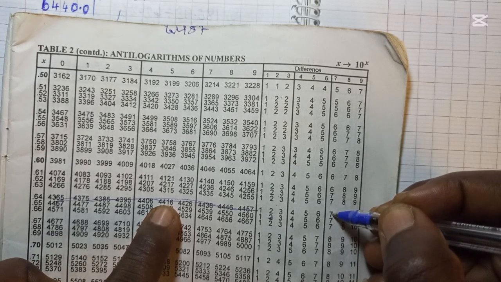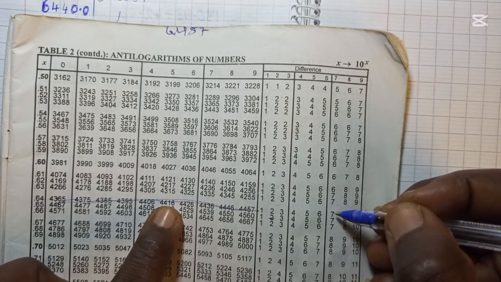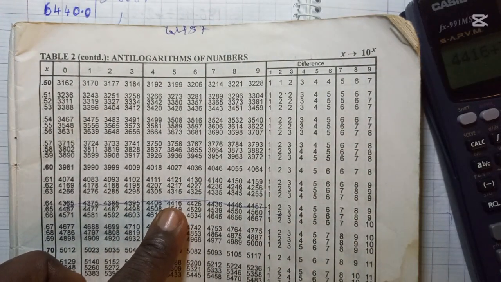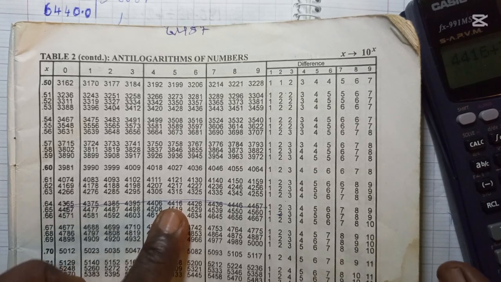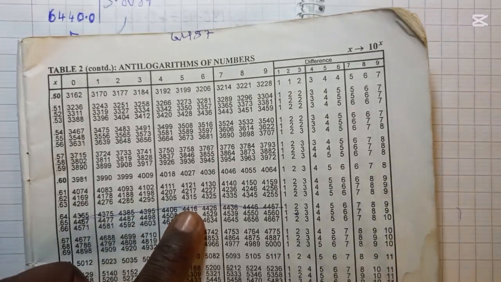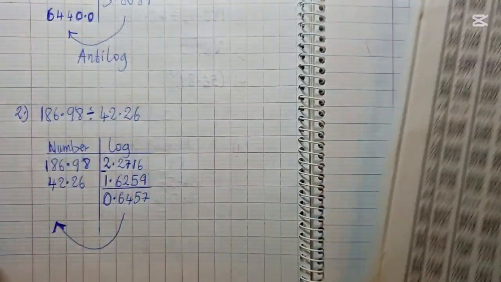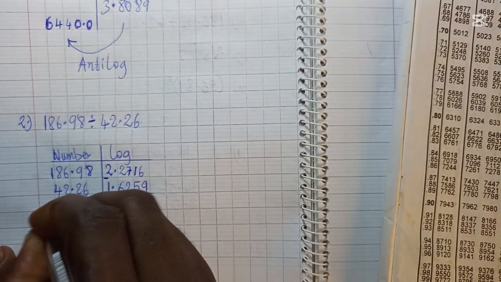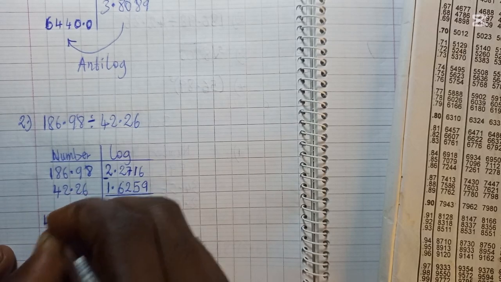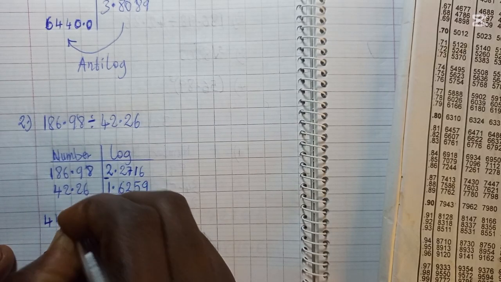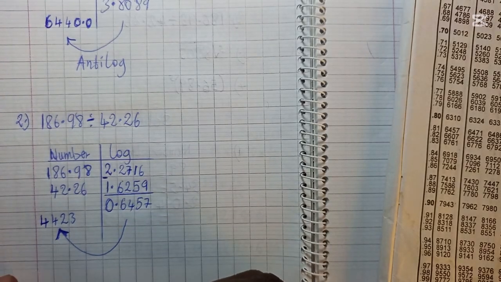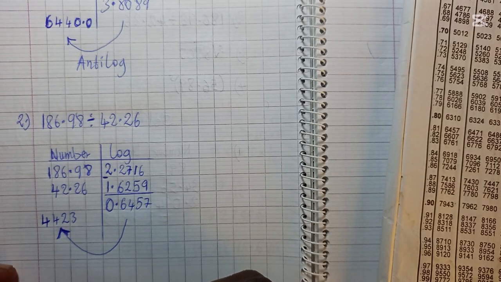So 4416 plus 7 will give us 4423. So I'm going to write it here, 4423. Now, how will you know where to place your decimal point?